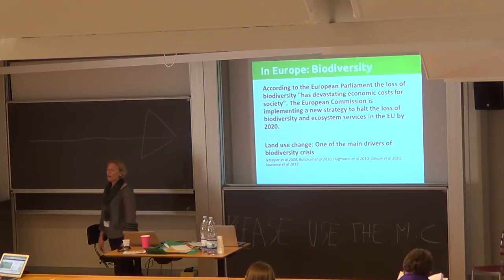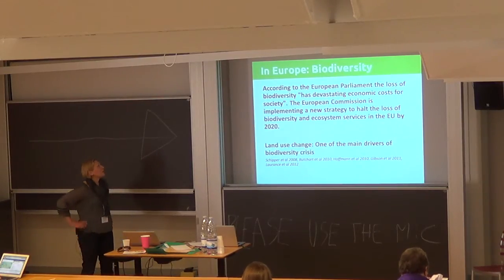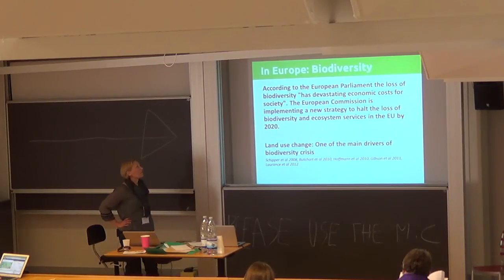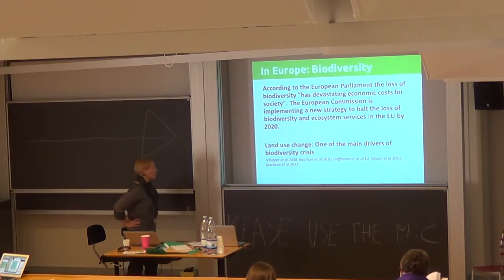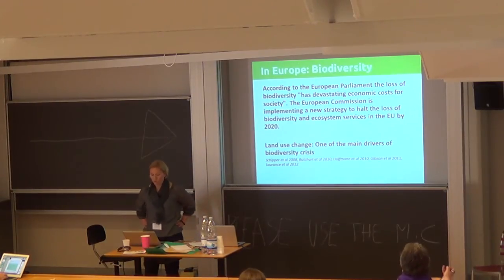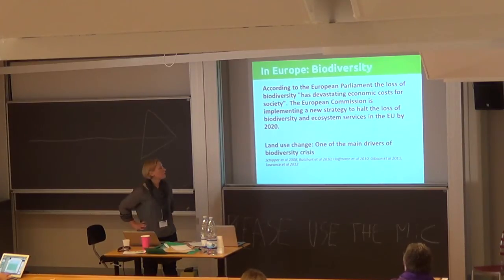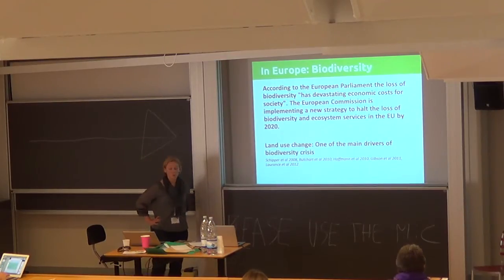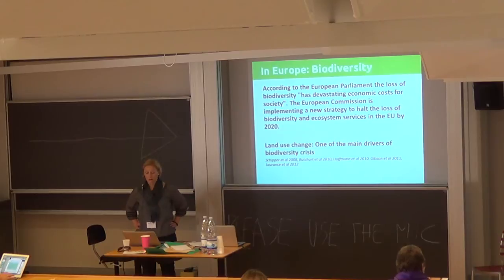But if we talk about Europe and think about the issues that are really relevant, in Europe there are many actions ongoing at the moment to conserve biodiversity. If you take the most recent papers on biodiversity strategy, it is very evident that the European Parliament is worried about the loss of biodiversity, saying that it has devastating economic costs and costs for society, because of loss of biodiversity as such, but also because of loss of ecosystem services. And land use change is one of the main drivers of the biodiversity crisis, and therefore all planning actions related to land use influence biodiversity somehow, which is what we have been most interested in.